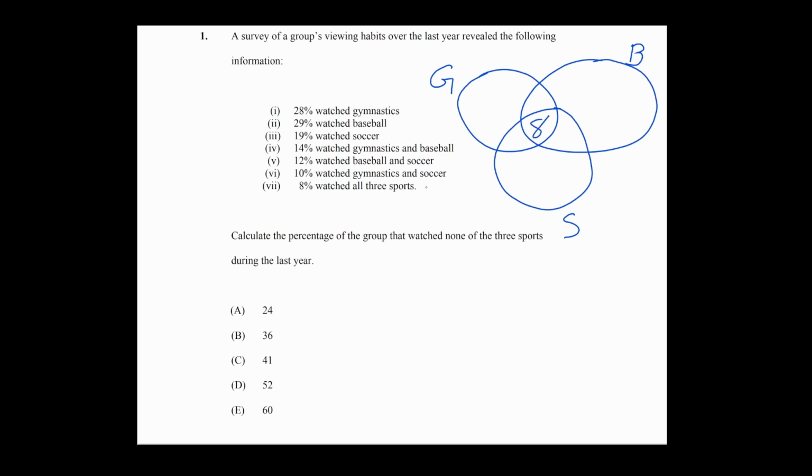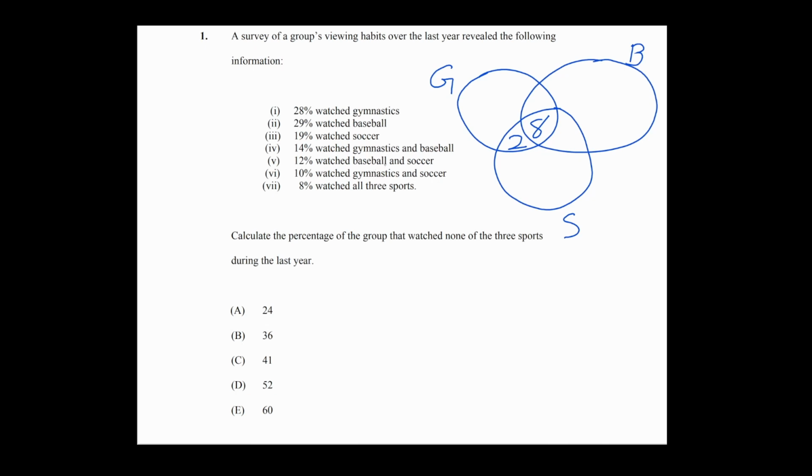10% watched gymnastics and soccer. So that would be the intersection of G and S. But 10% watched gymnastics and soccer, and 8% of those watched all three sports. So for this portion, all we have to do is 10 minus 8, which is equal to 2. That would be the number of people who purely watched gymnastics and soccer and not baseball. So 10 minus 8 is 2.